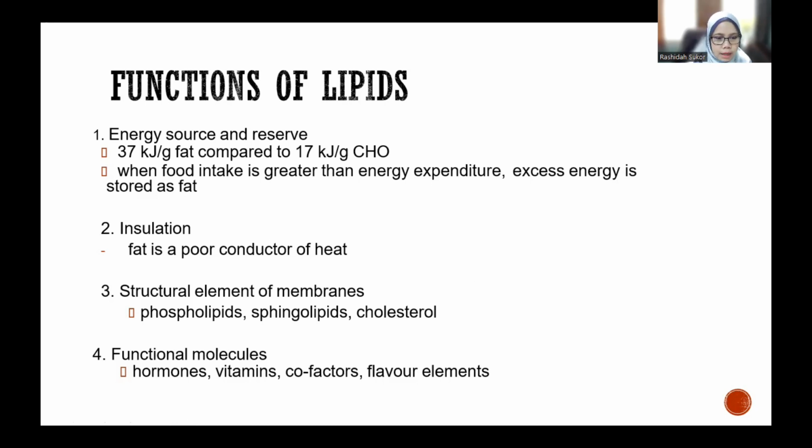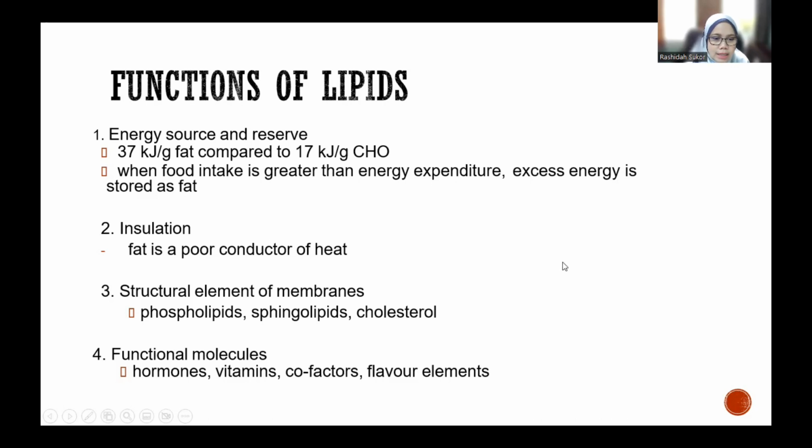Okay, and then for functional molecules, fat can be hormones, and can also be vitamins. Vitamins, we have fat soluble and non-fat soluble. We have the water soluble vitamins. We have the fat soluble vitamins, A, D, E, K. Okay, and then fat can also be a cofactor of the functional molecule. So if you don't have the fat, some molecules may not function properly.